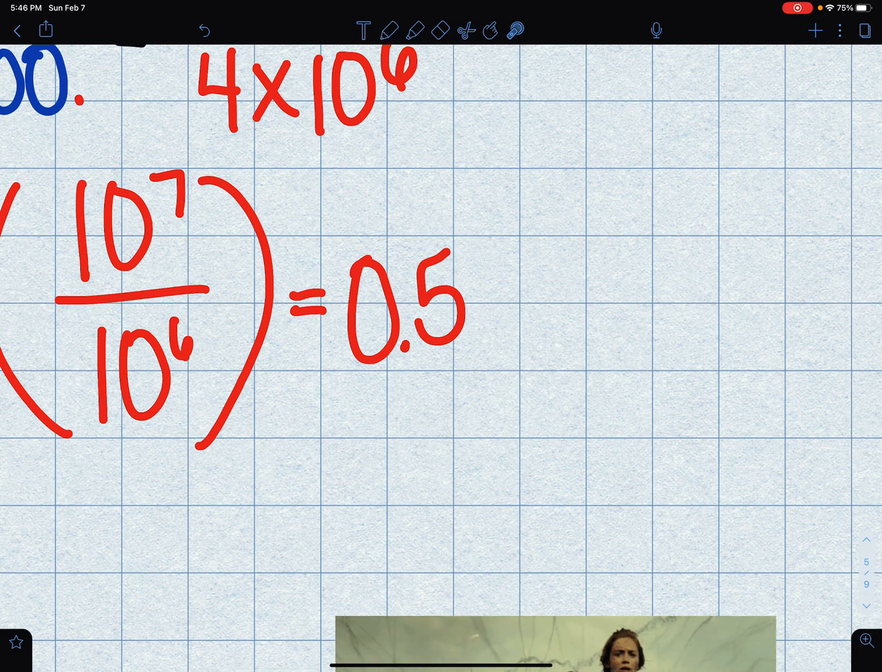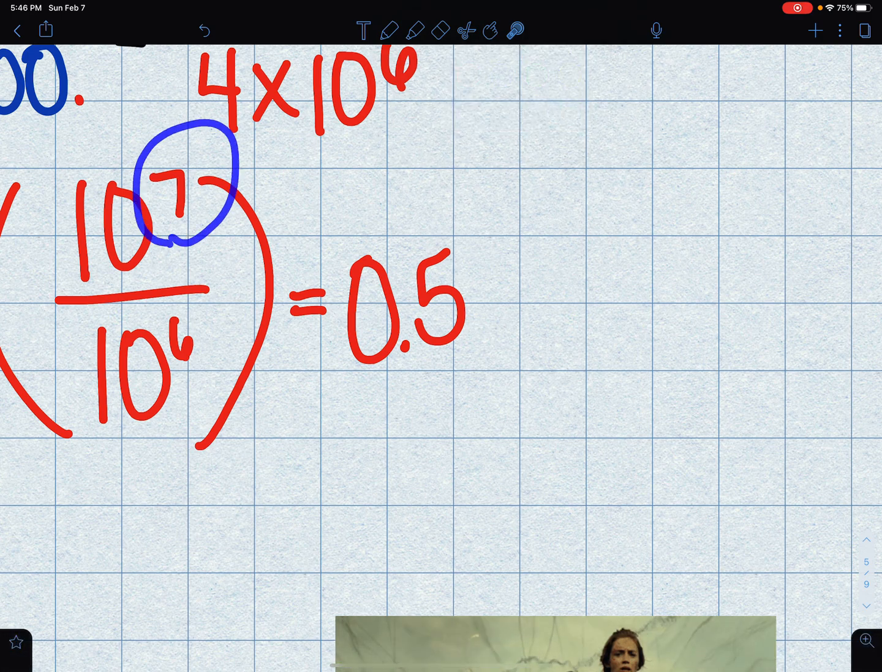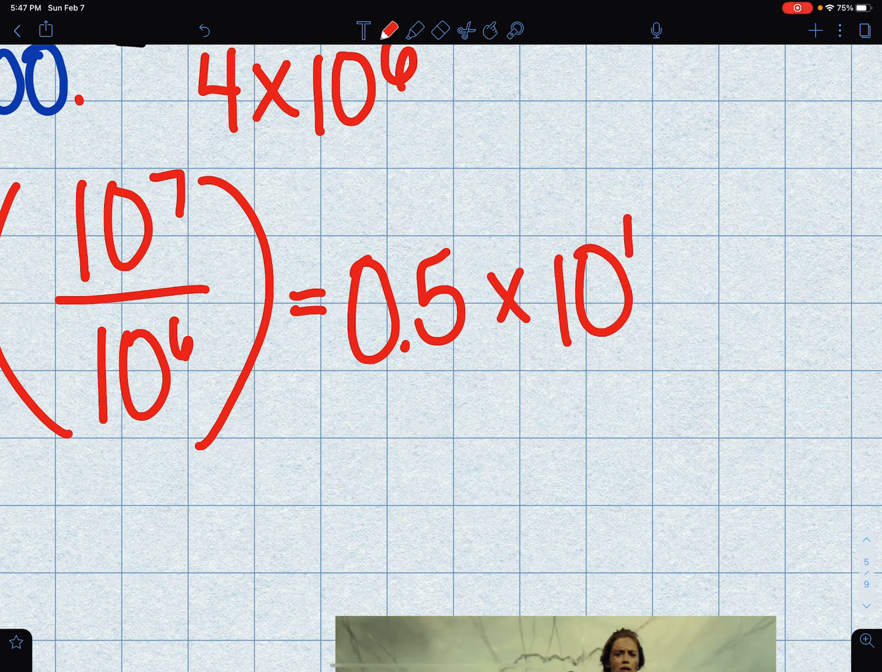Now, when you are dividing things with exponents, what do you do with the exponents? You're going to subtract them. So it's 0.5 times 10 to the 1. Times 10 to the 1 just means times 10. You don't even need that 1 there because it's just times 10. So if it's 0.5 times 10, it's 5. Which is the answer we got at the very beginning, to remind you of that, but that's okay.